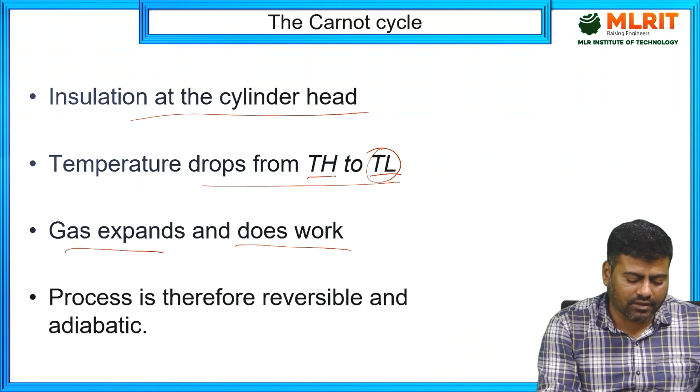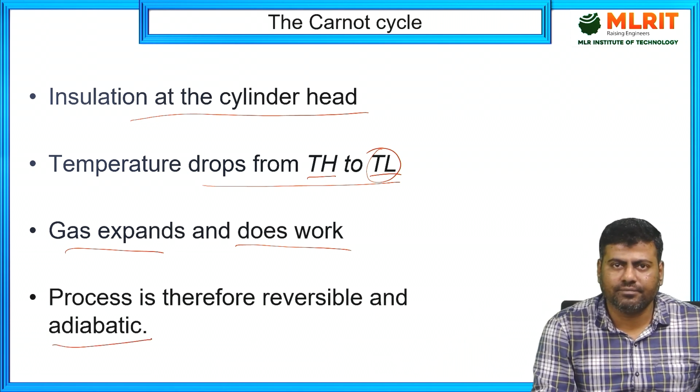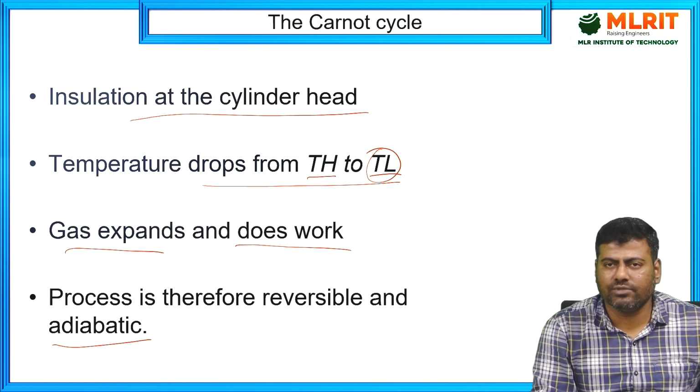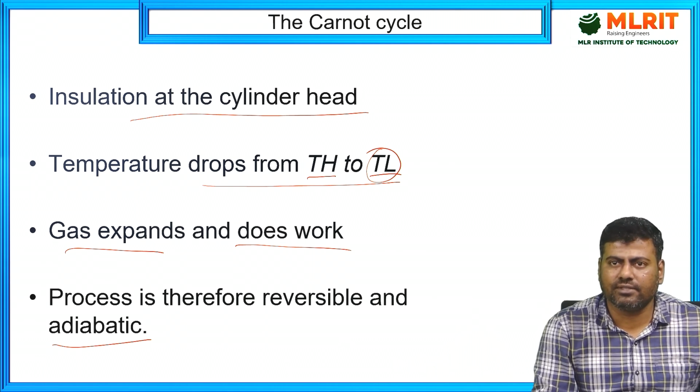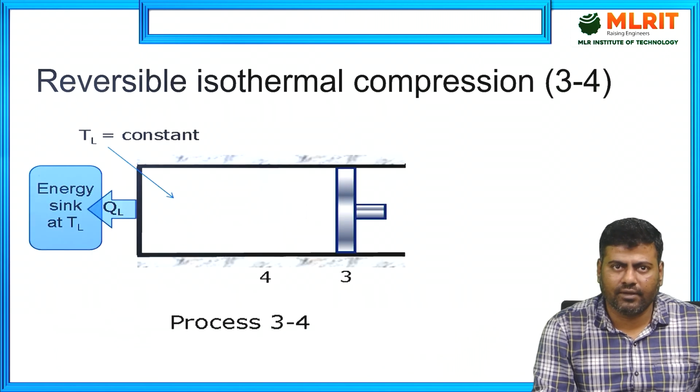And the process is therefore reversible and adiabatic. This is the ideal process we can consider. Okay, now. Why? Because we have assumed Q equal to 0. In the practical case it is not applicable. Now we come to the third process.